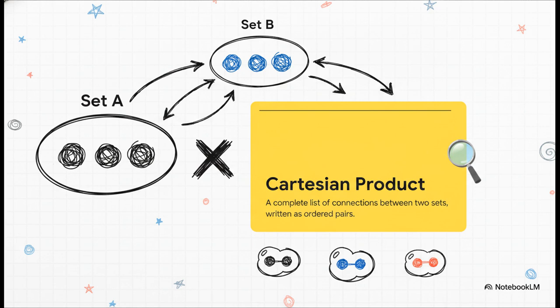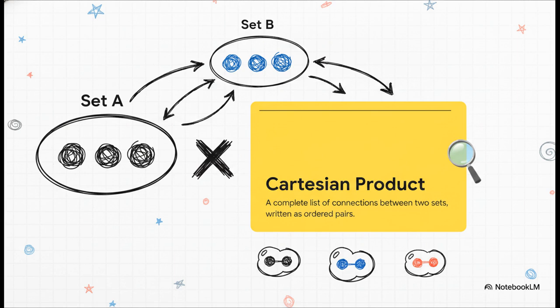Okay, so before we can find a specific relationship between two sets, we really need to know every single possible way they could ever be connected. Think of the Cartesian product as the ultimate combination generator. It's a complete, exhaustive list of all possible connections between two sets, and we write it as A cross B.